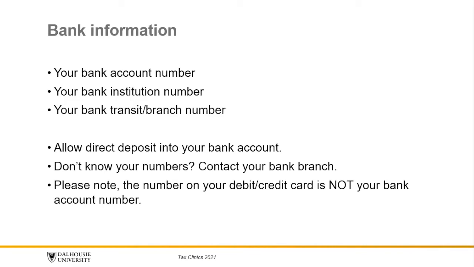You will also need your bank information to complete the tax software. This will allow any of your refunds or benefit payments to be issued directly to your bank account. To do this, you will need your bank account number, your bank institution number, and this is a 3-digit number, your bank transit number, which is also known as the branch number, and this is a 5-digit number. If you don't know what these numbers are, you can contact your bank branch directly.